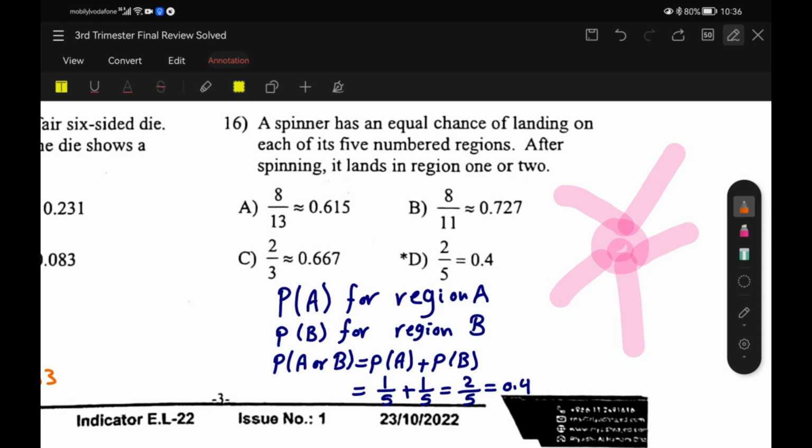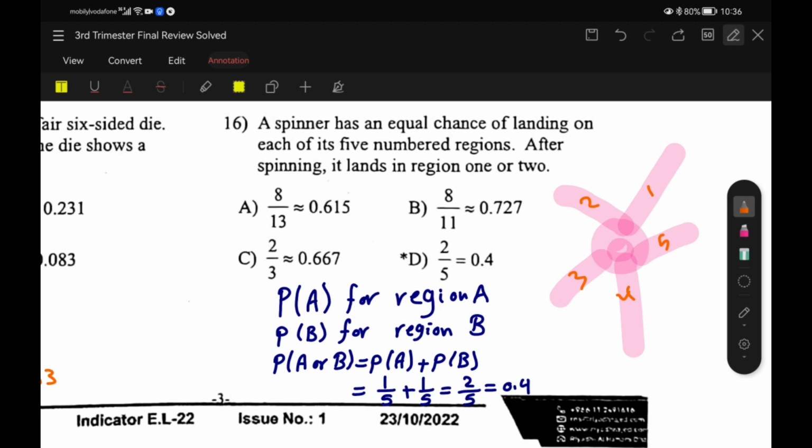Each region contains a number. Let's say that this is number 1, number 2, number 3, number 4, number 5. And you just kick it one kick, so it starts to move, and then stops over a number. It lands in region 1 or 2.